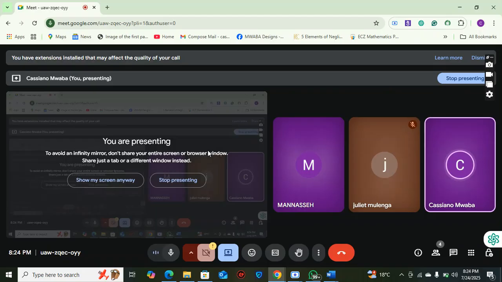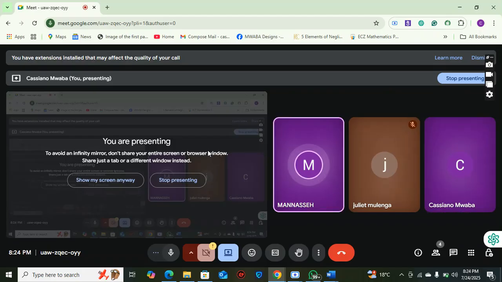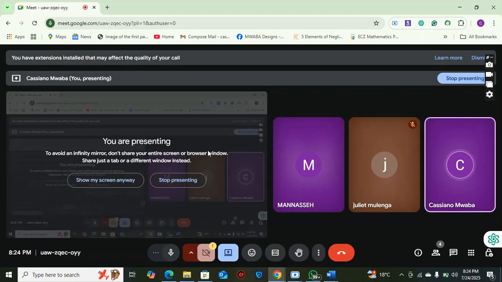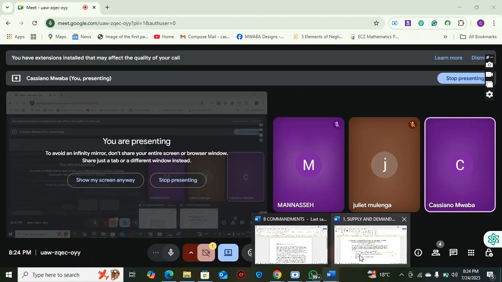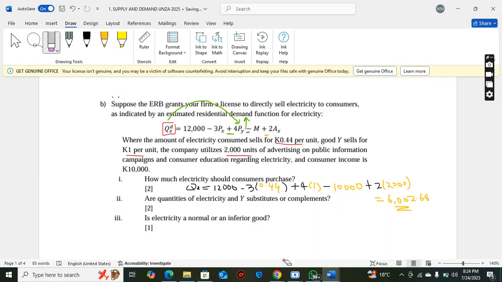Madam Juliet, what would happen? What will happen to the quantity demanded of tea? If the price of coffee goes up, what will happen to the quantity demanded of tea? Yes. Have you seen? So that's a positive relationship there.